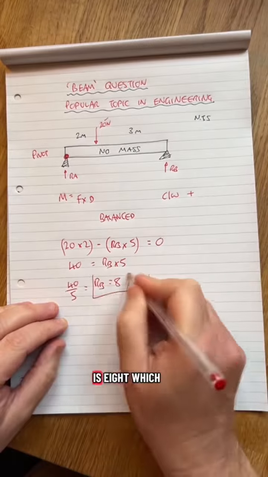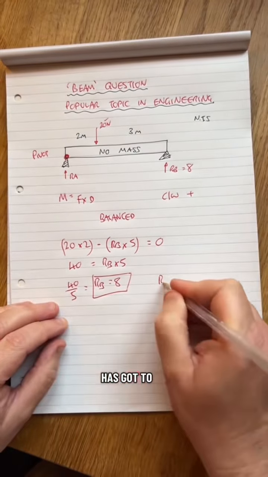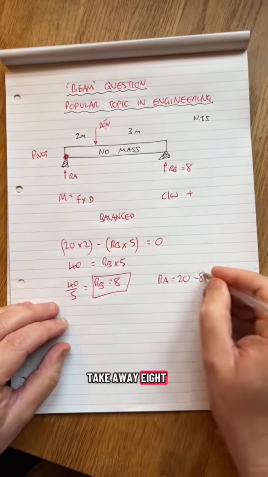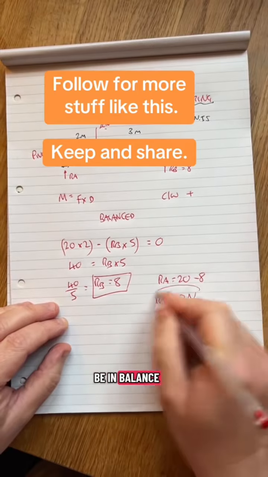40 divided by 5 will give me RB, which is 8. RB is 8, which means RA has got to be 20 coming down, take away 8. RA has got to be 12 for this beam to be in balance. Handy thing to know, over now.